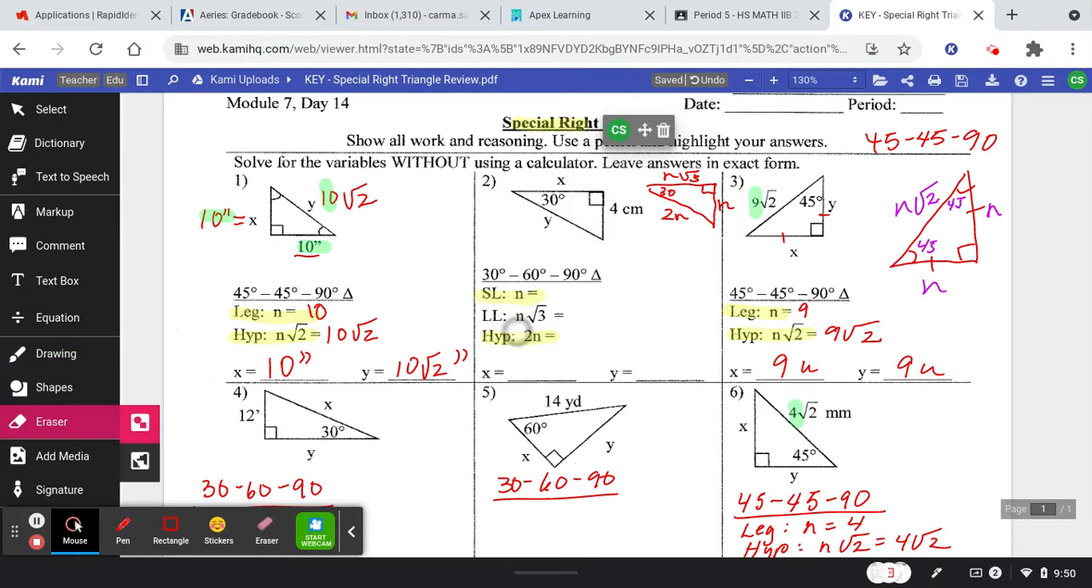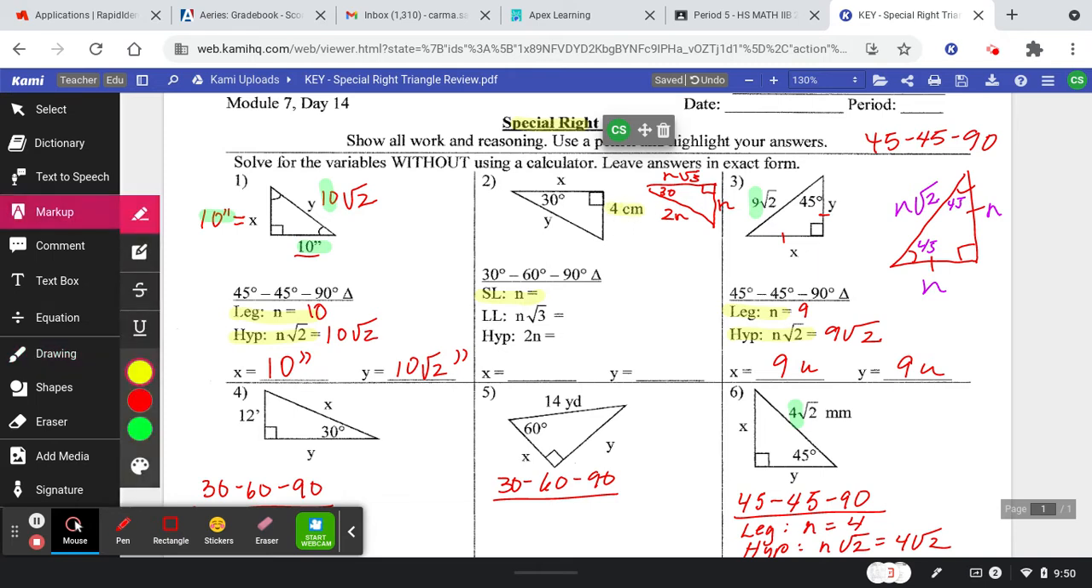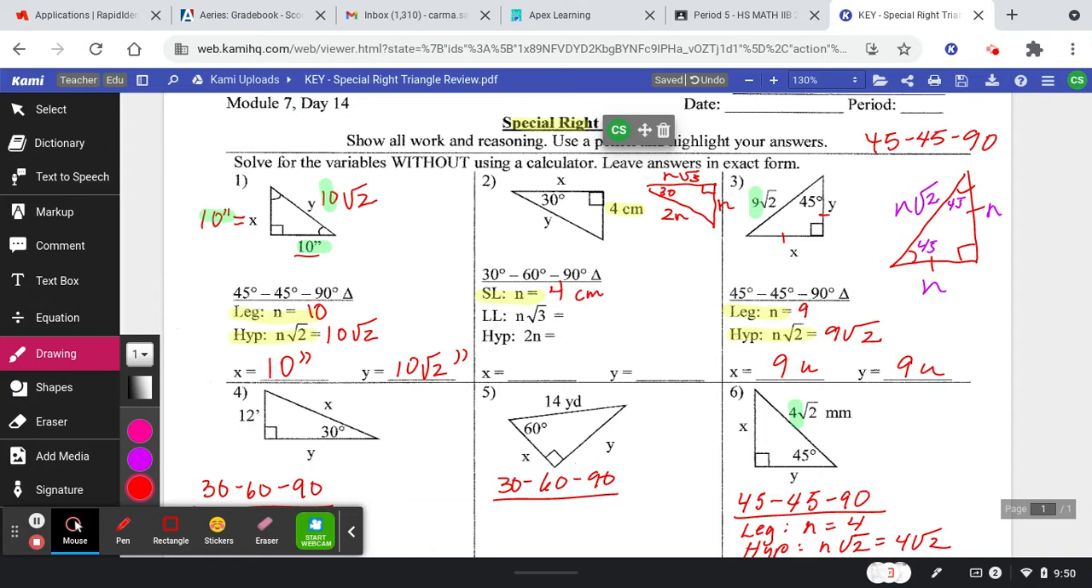Notice that they started out giving us the short leg across from that 30 as 4 centimeters. So go ahead and fill that in. N is equal to 4. So then I go use that 4 to get the rest. I can see that my long leg is just going to be 4 root 3. And my hypotenuse is going to be double that 4, or 8.